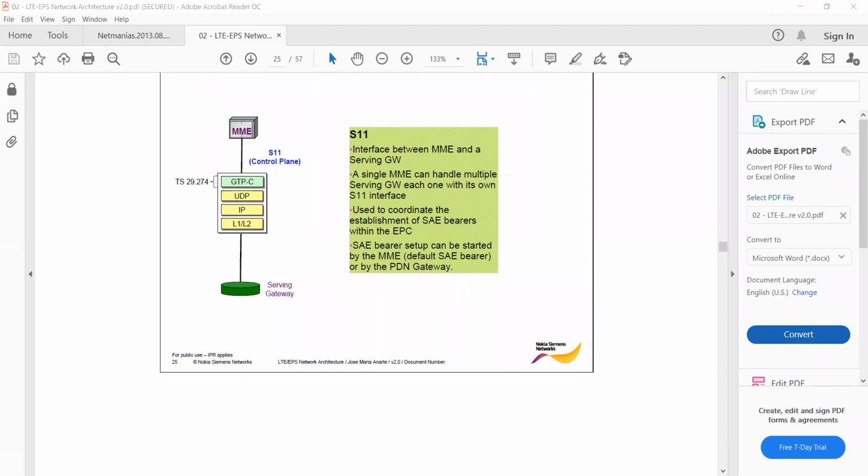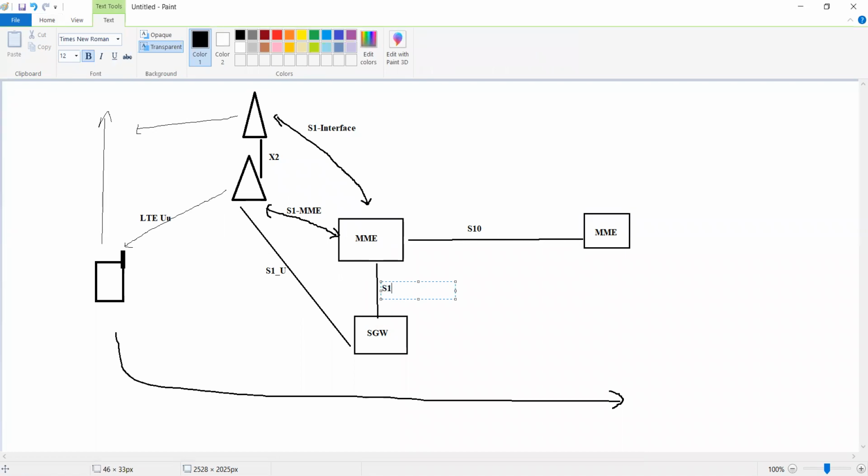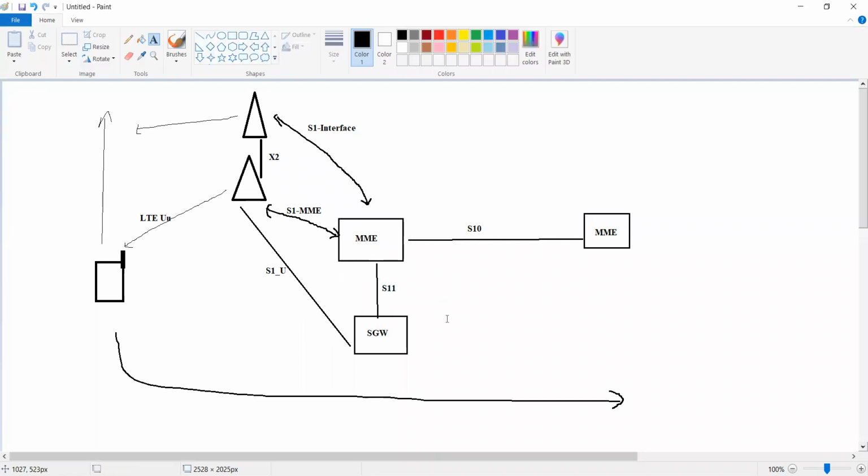So let's see in our diagram. Till here, the UE, the S1 interface, and the eNodeB connection we have seen. How the MME connects to the S gateway is via the S11 interface. Whenever the MME wants to talk to the S gateway, it will use the S11 interface. What kind of information is exchanged with this interface, we will see.